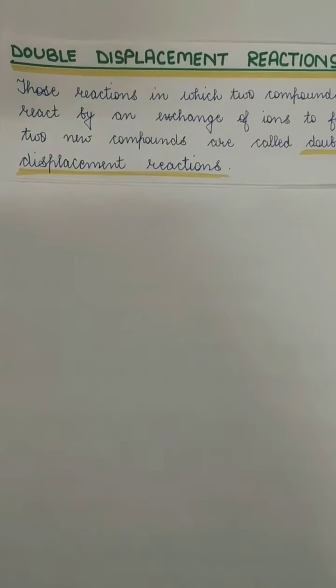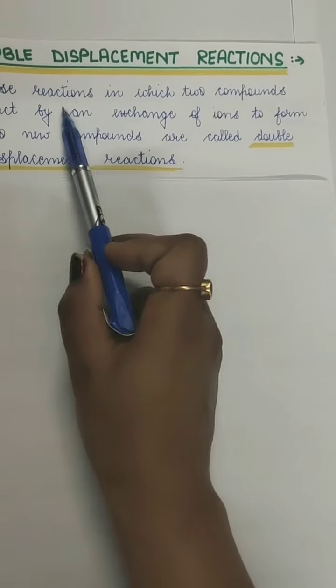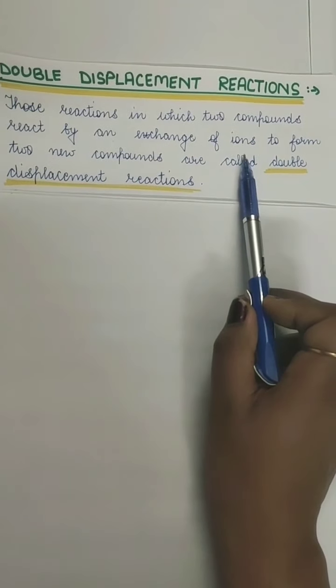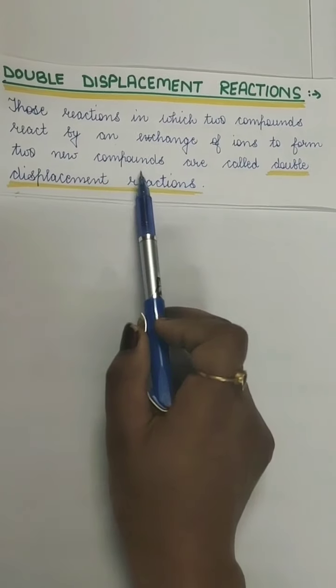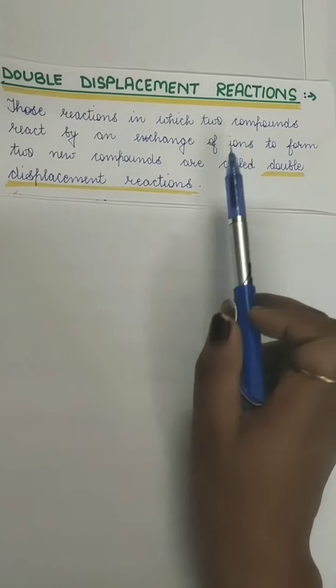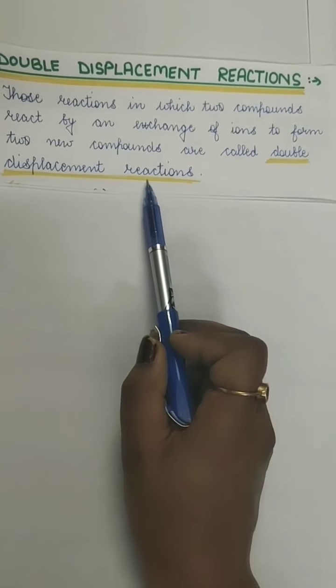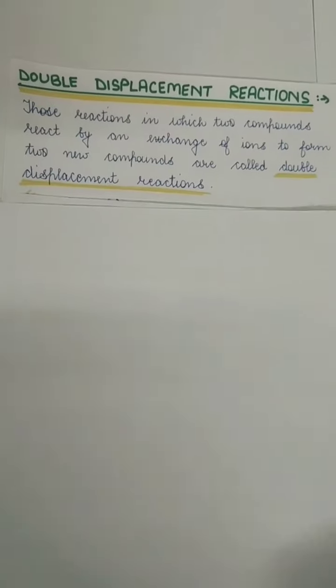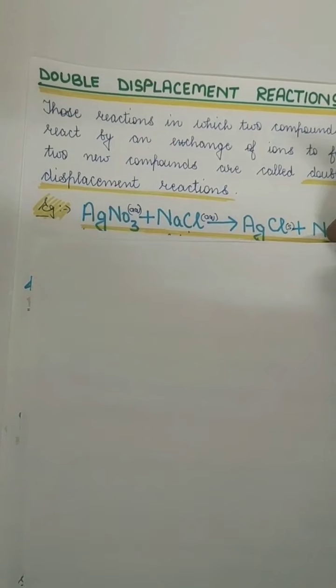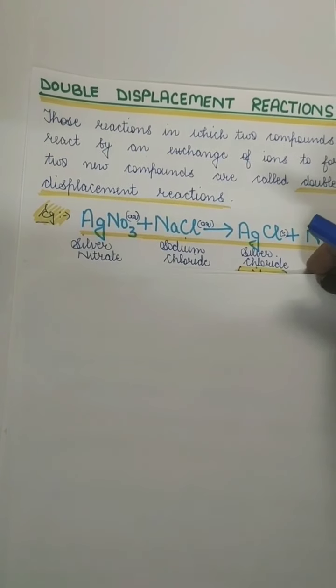In this, there is an exchange of ions from 2 compounds, and as a result, in the product also 2 compounds are formed. So, those reactions in which 2 compounds react by an exchange of ions to form 2 new compounds are called double displacement reactions. For example, if we take 2 solutions and mix them, we'll be getting 2 different new kinds of solution.